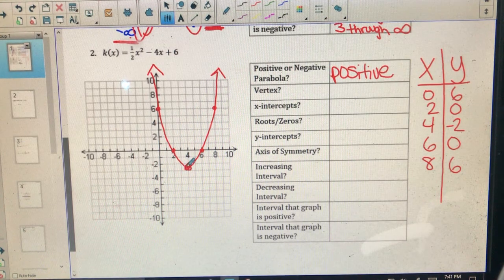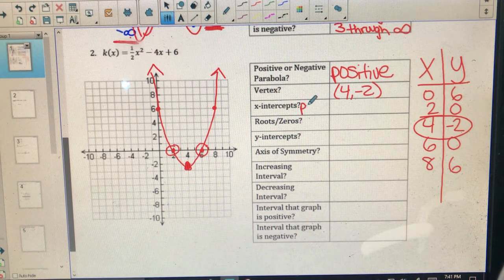My turning point is right here at the point (4, -2). I know mine kind of looks like negative 3, but it is this point up here at (4, -2). Straight from the table, right here in the center. X-intercepts and roots and zeros are at the same spot on the graph. It's where it crosses the x-axis. They're also known as the solutions.